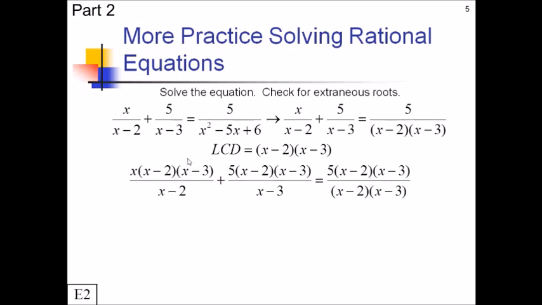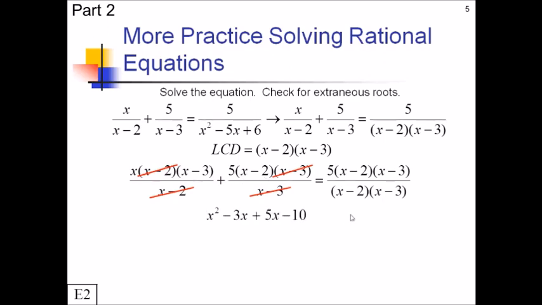So now let's cancel out what we can. X minus 2's go away in that first fraction. And that leaves us with x times x minus 3. I'm going to go ahead and distribute that out now. That's x squared minus 3x. Over here, the x minus 3's cancel. Distributing this out, that's going to be plus 5x minus 10.